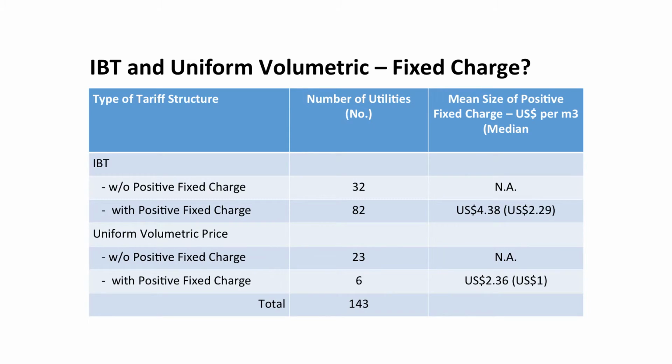In a 2-part tariff, a fixed charge is added to the volumetric component of a customer's water bill. This table shows the number of utilities with IBTs and uniform price volumetric charges that also have positive fixed charges. Most utilities with IBTs also have a positive fixed charge. The mean fixed charge is slightly more than $4, but the median is closer to $2. However, most utilities with uniform volumetric prices do not have a positive fixed charge. It is unclear why utilities with IBTs choose to use a positive fixed charge and utilities with uniform volumetric prices do not. I suspect that one reason is because they sell so much water at the lifeline rate and need another way to increase their revenues.